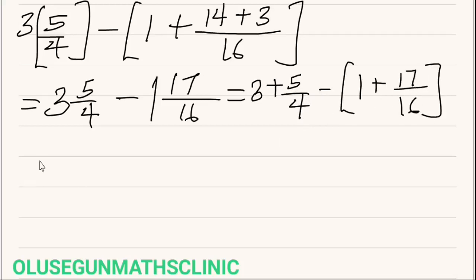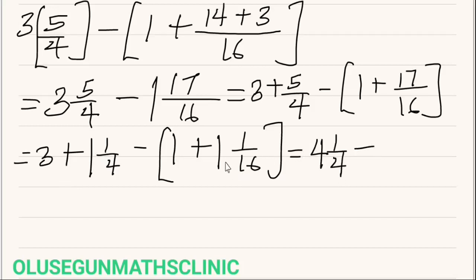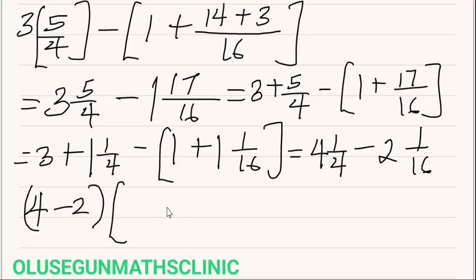So let me now say that 3 plus 1 whole number 1 over 4 minus 1 plus 1 whole number 1 over 16. Recall that 3 plus 1 will give you 4 whole number 1 over 4 minus. So this is 1 plus 1, 2, so give you 2 whole number 1 over 16. So let's now consider the integer to have 4 minus 2 onto 1 over 4 minus 1 over 16.